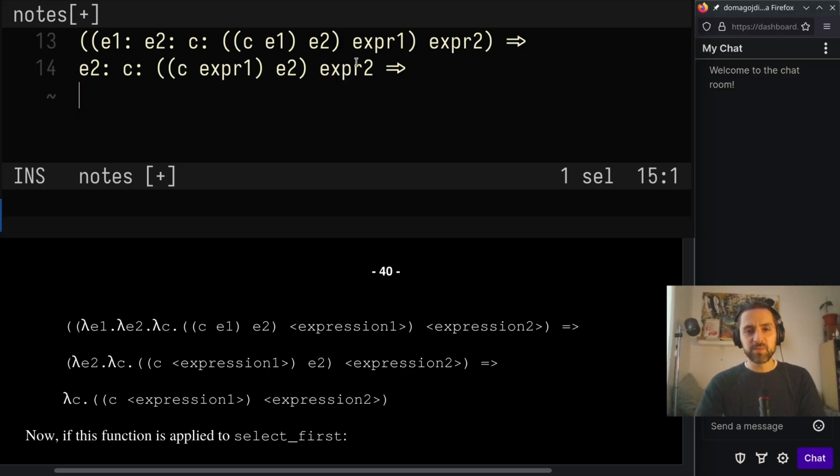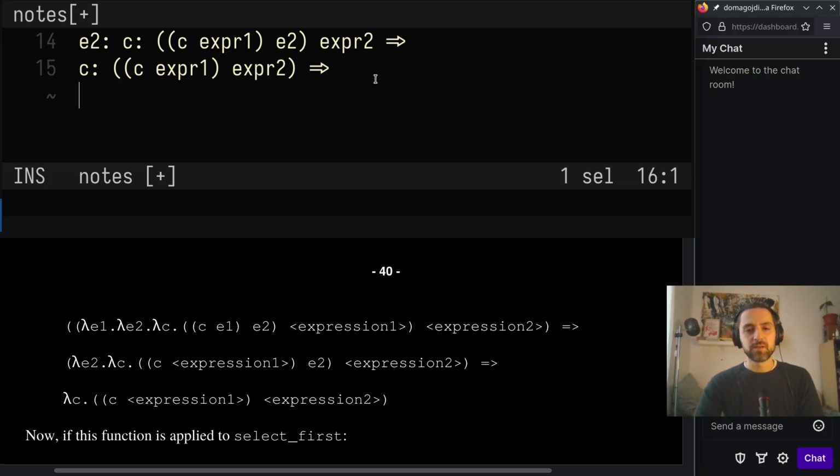Now we do the same thing with expression 2. We supply it to E2 and remove the E2 head, so we will just have a C, then C, expression 1, and E2 becomes expression 2. So we get C, expression 1, expression 2.